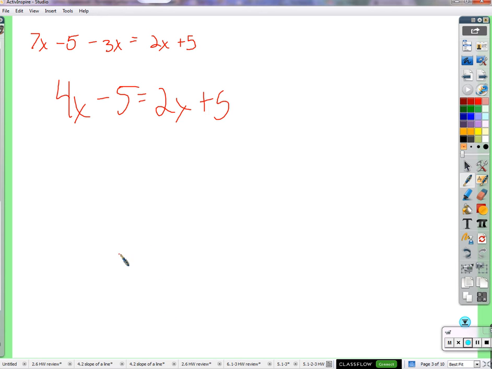I subtracted 5. Yeah, that's what makes these kind of tough to follow, because subtracting 5 is something you could do first. But Sid said do this, so just try and follow along. No, like right now. Oh, right now. You subtracted 5 right now. So 4x, negative 5 minus 5 is negative 10. 2x plus 5 minus 5, so we just have 2x. Okay.